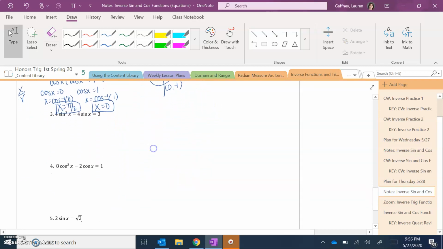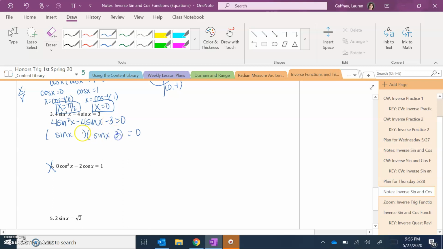Okay. I'm probably going to skip 4. I'm just going to do 3 and 5. Okay, so once again, you have a trig function squared, linear, and you have a constant, but let's get that constant over so that this is equal to 0. So this is one where we're going to factor. So we have a sine here and here.